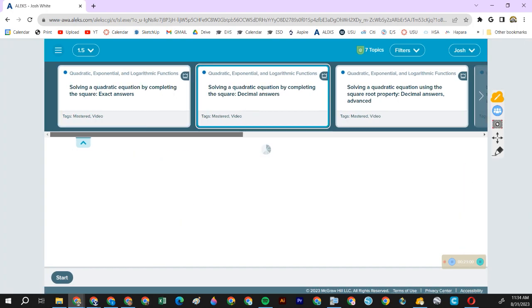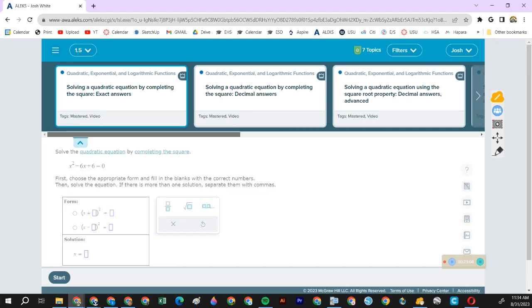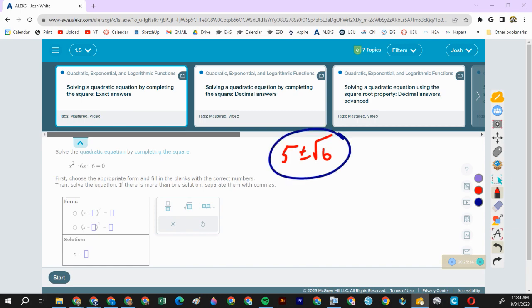Oh, so the only difference here, this one wants decimal answers, and this one wants exact answers. So 5 plus or minus root 6, that's the exact answer. If you plug those into your calculator, those will give you the decimals. Do you want to see another completing the square problem? Yeah? Okay.